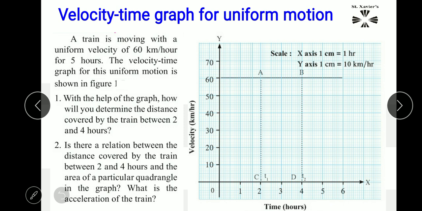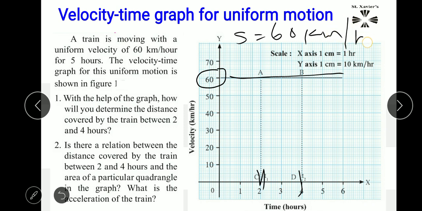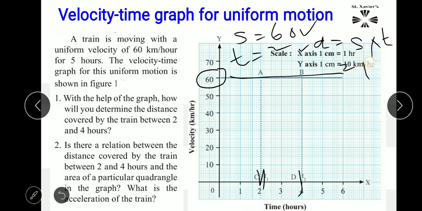we have two ways. One, directly we know that the speed is 60 km per hour. And the time between 2 and 4 hours is 4 minus 2, 2 hours. So speed we know, 60 km per hour, and time is 2 hours. So we can calculate the distance, which is equal to speed into time, and we multiply 60 and 2. We can say 120 is the answer.